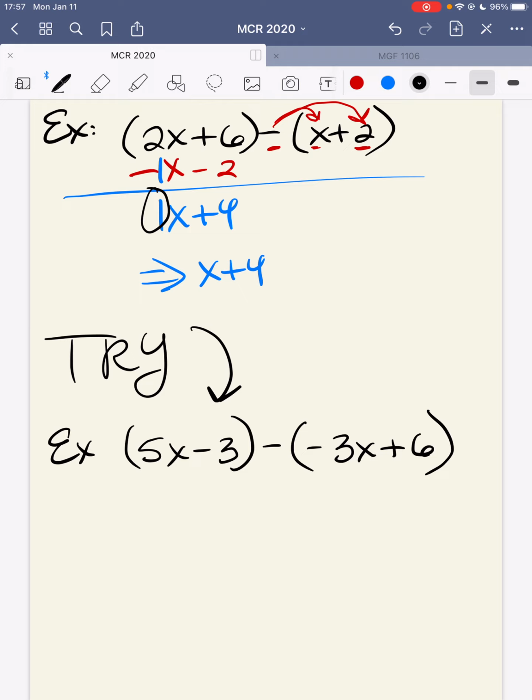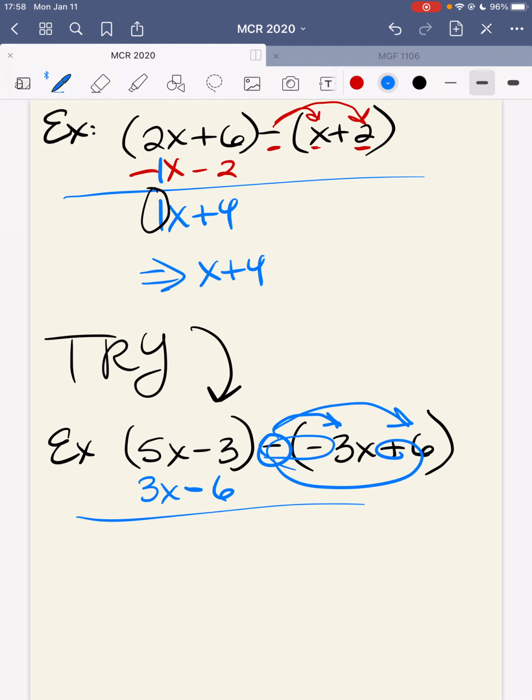Okay, so I'm going to go ahead and distribute through. And as I do this, I'm going to go ahead and write them under my first polynomial. So I have a double negative. This is going to be a plus 3x. And a negative and a positive gives me a negative 6.